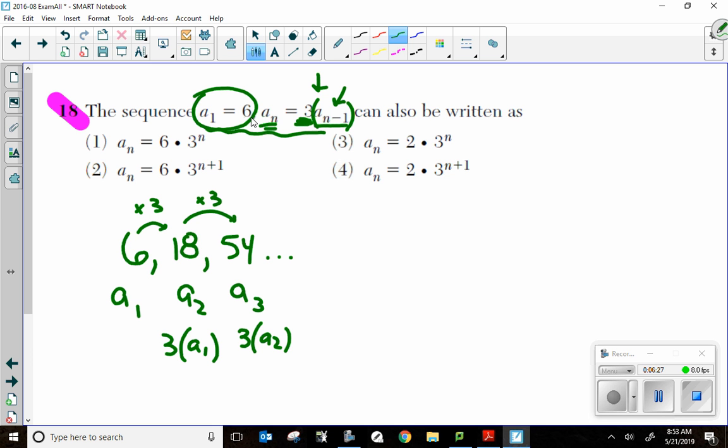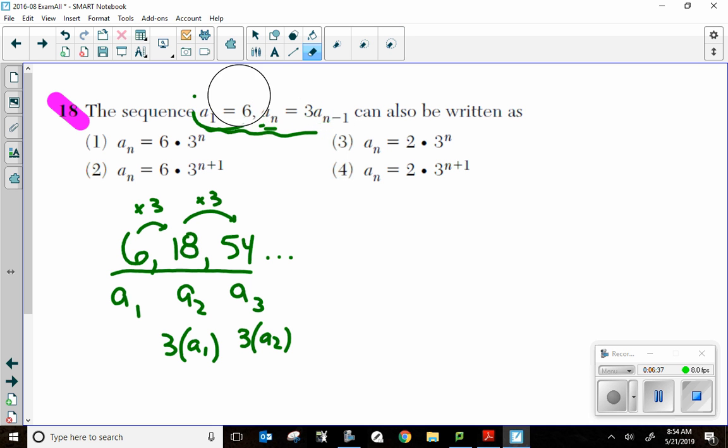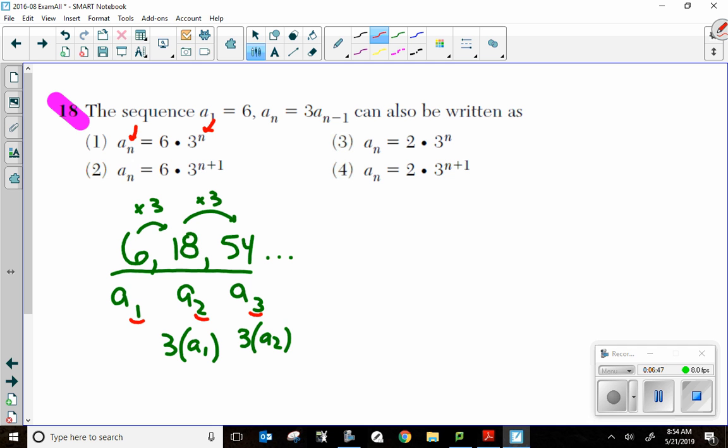So one of these choices, 1, 2, 3, or 4, should give me the same sequence. So let's figure out which one it would be. Let's try number 1. Now keep in mind this N is the element, the position it's in, 1, 2, 3. So if I put a 1 in for N, will I get a 6? If I put a 1 here and a 1 here, 6 times 3 is 18. That's not 6, so it can't be that one.